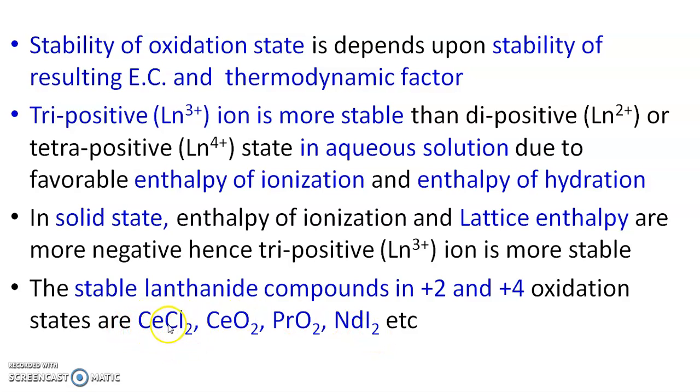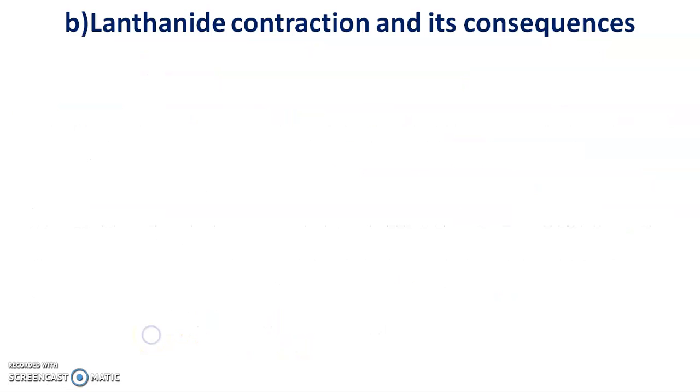In cerium dichloride, the oxidation state of cerium is +2. In cerium dioxide, its oxidation state is +4. In promethium dioxide, its oxidation state is +4. And in neodymium iodide, the oxidation state of neodymium is +2. So these are some important lanthanide compounds in which the lanthanide ions have +2 and +4 oxidation states.